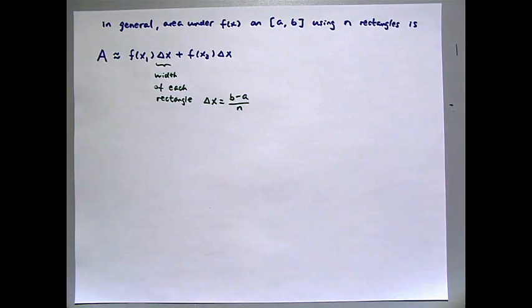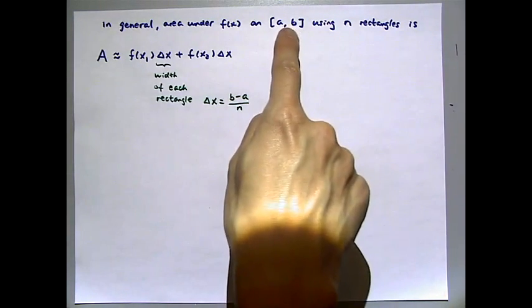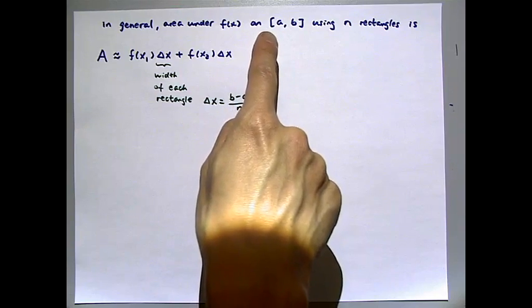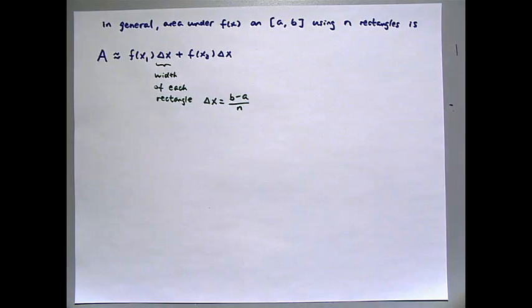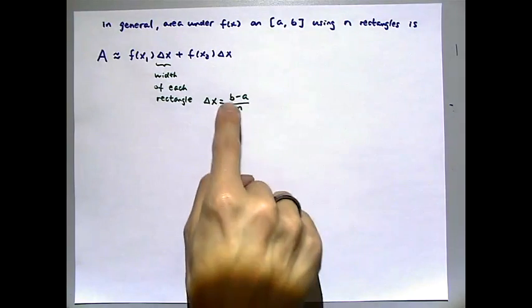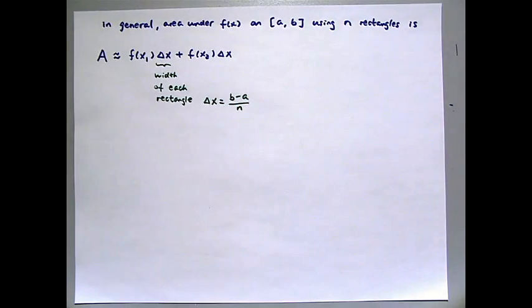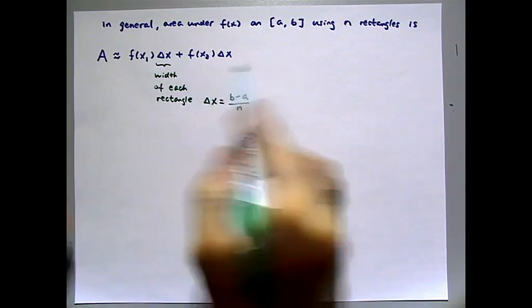This delta x business, this is the width of each one. Look at the simple example we did with the sine curve there. Our b was pi over 2, our a was 0. So we divided into 4. We took the length b minus a divided by 4. That's how we ended up getting pi over 8 for each rectangle in the simple example we did. So that's the width of each one. And notice they're all the same.